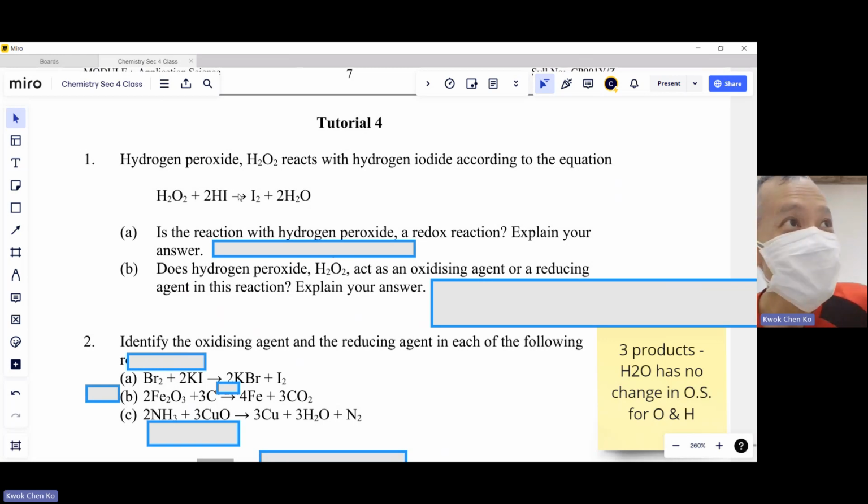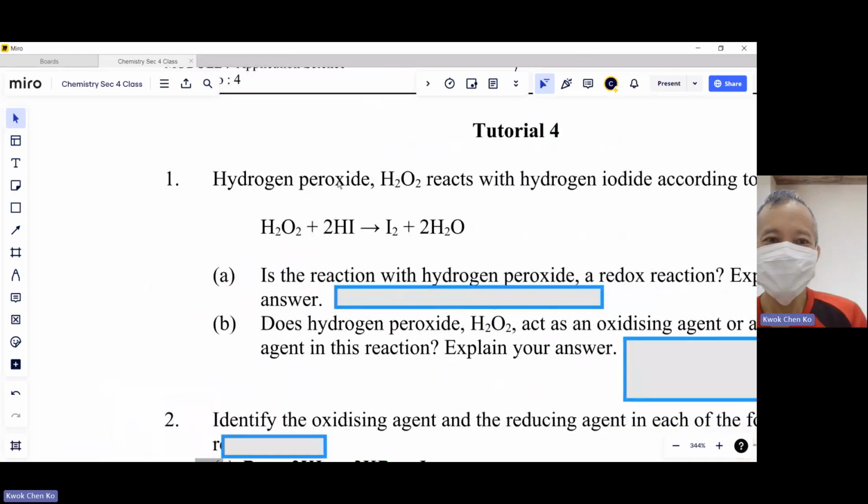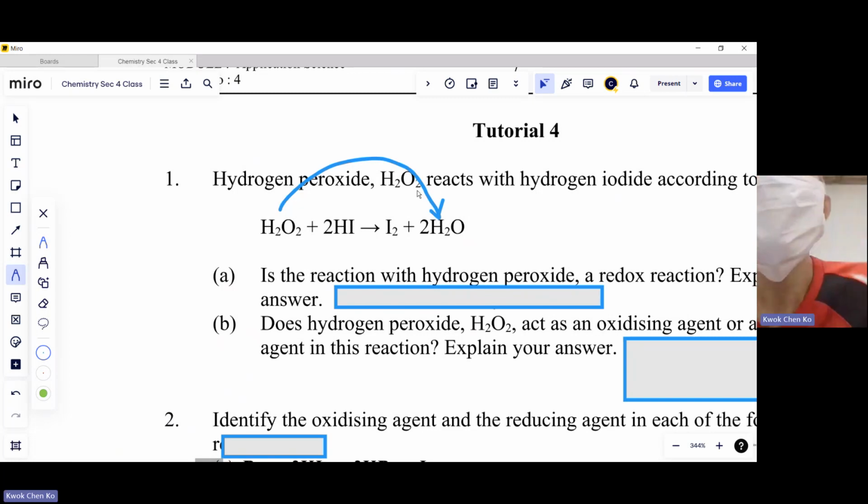Which one? Number one. Look at the screen. H2O2, what does it become? If I want to pair them out, probably this would be a good pair, right? Obviously, you can't pair the other one because the other one has I inside. What has happened to H2O2? It becomes H2O. What has it lost or gained? Loses oxygen somehow. Good.